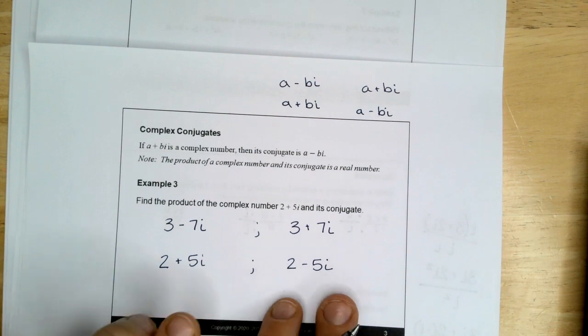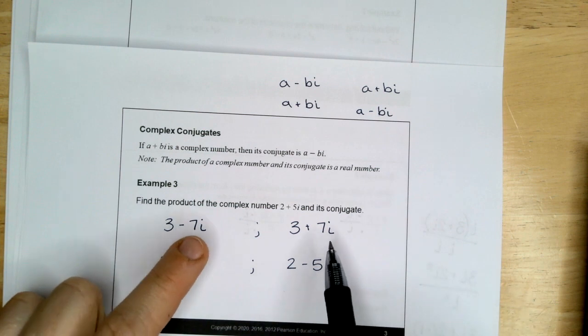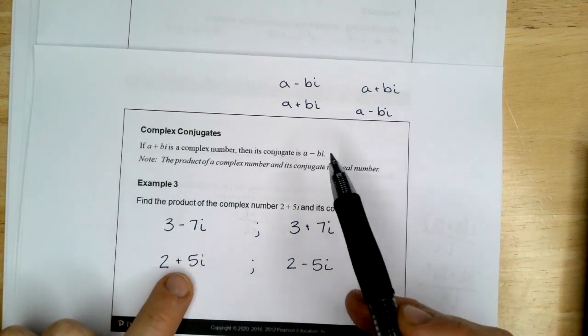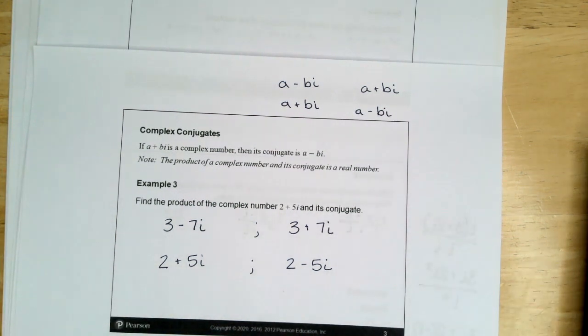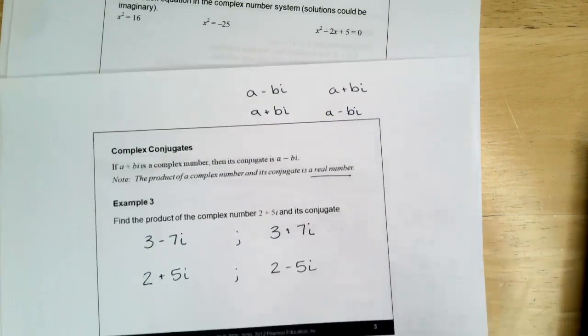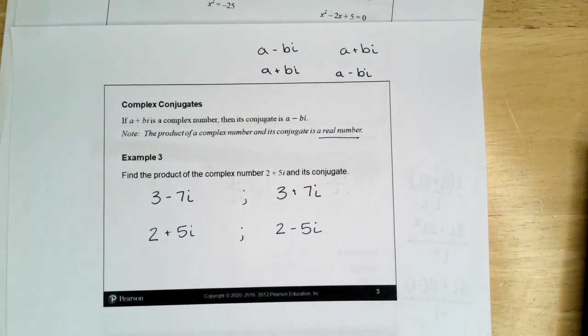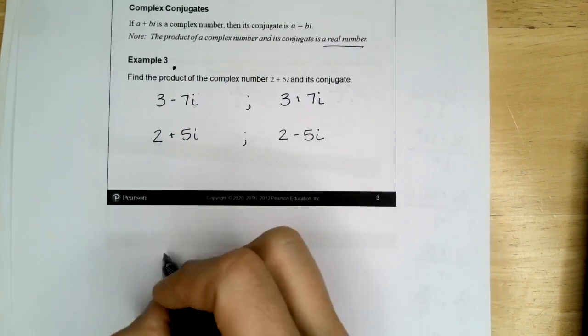So you can either think of it as the same terms with a different sign between them, or I just make the second term negative, but make sure it's in the correct order. Make sure your bi is behind your a before you conjugate it. It won't work if you have 5i minus 2, 5i plus 2. That will not work. And when we say real number, it's just a number you can find on the number line, right? 5i is not on the number line, but 5 is on the number line.